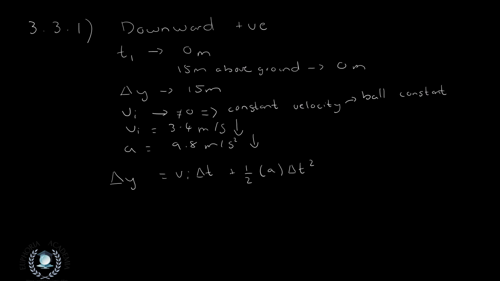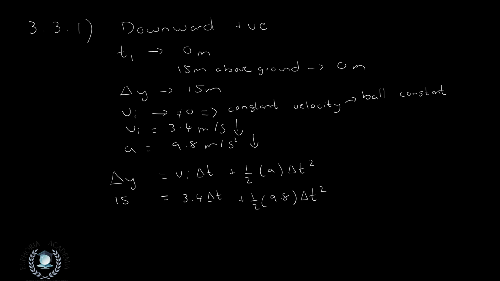Now let us do some substitutions. This 15 meters is going to be positive because we're moving 15 meters downwards. And then our vi is also going to be positive at 3.4, multiplied by our delta t, plus half of 9.8. That's also positive, and that is multiplied by our delta t. Now, delta t squared, sorry.